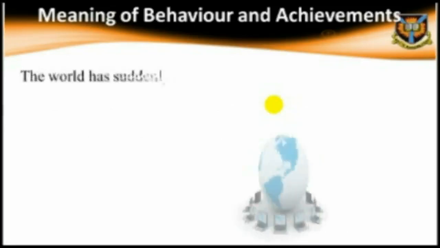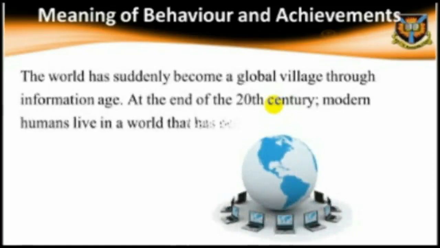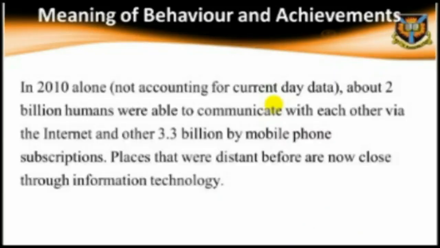The world has suddenly become a global village through the information age. At the end of the 20th century, modern humans live in a world that has become increasingly globalized and interconnected. In 2010 alone, not accounting for current day data, about 2 billion humans were able to communicate with each other via the internet and another 3.3 billion by mobile phone subscriptions. Places that were distant before were now close through information technology.